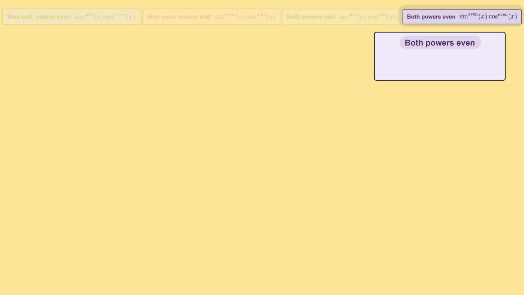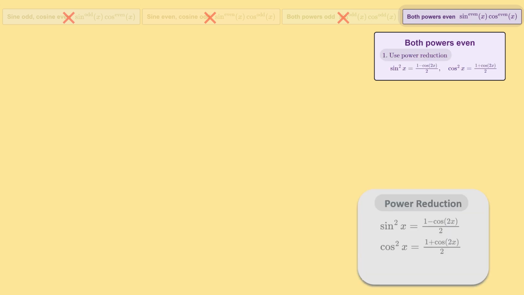Finally, what happens if both powers are even? What we did earlier in the other scenarios will not work directly here because we can't really just pull a single sine of x or cosine of x to the side to pair with dx and then do u substitution. When both powers are even, we can use power reduction identities.